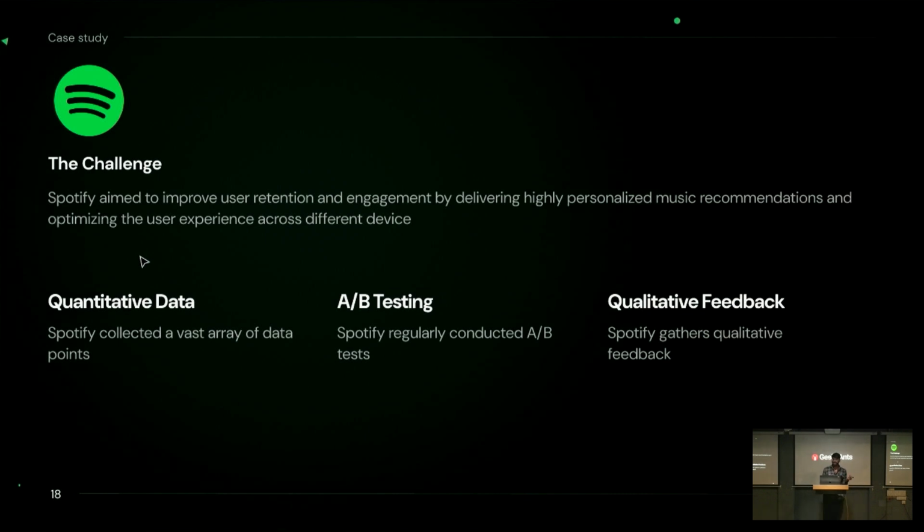The challenge for Spotify was that it wanted to improve user retention and engagement level by creating highly recommended music playlists for a particular individual. How did they do this? They tracked a lot of data, which included users' listening habits, playlist creation, the type of songs in the playlist, the skips that they do, what genre these songs belong to when they skip a song, and replaying a song.